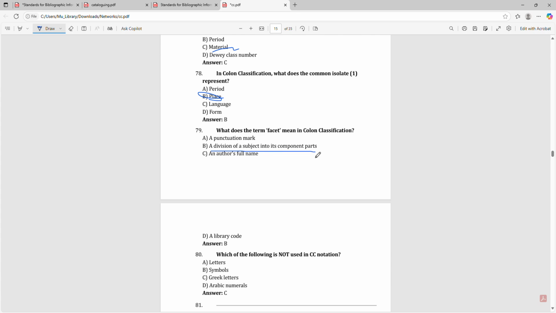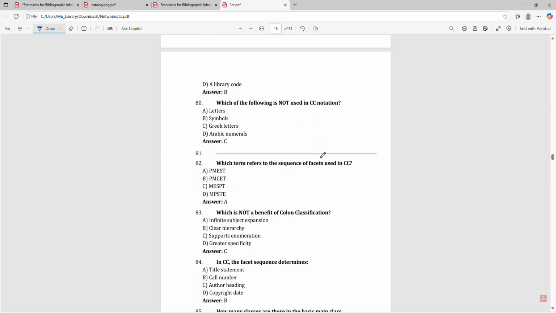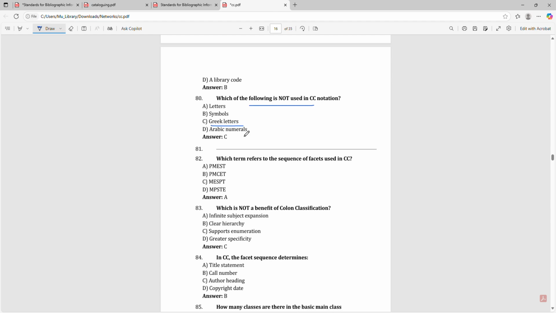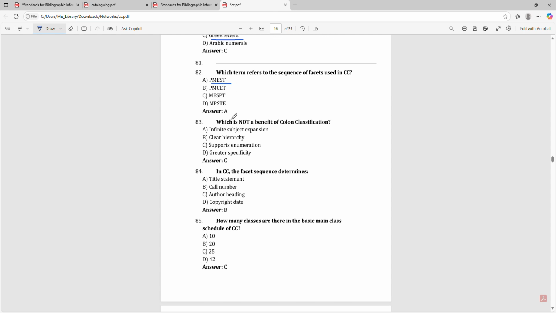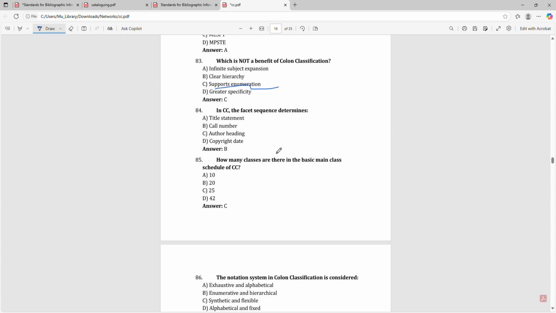What does the term facet mean in CC? A division of a subject into its component parts. Which of the following is not used in the CC? That is Greek letter. Which term refers to the sequence of facets used in the CC? PMEST. Which is not a benefit of CC? Supports enumeration. In CC, the facet sequence determines call number.